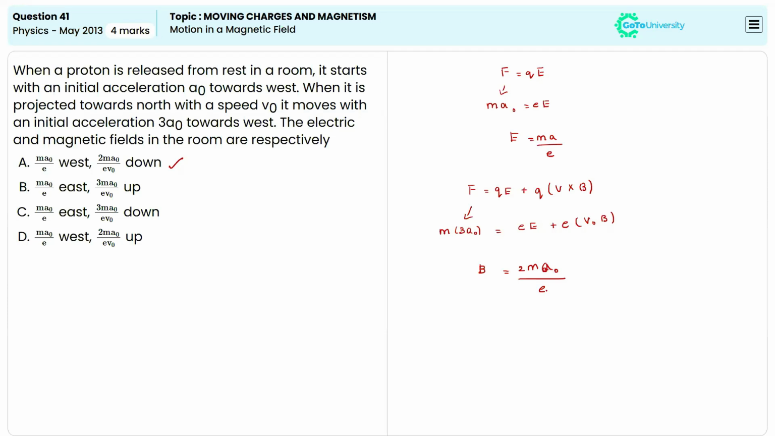divided by eV naught. The magnetic field here will be perpendicular to both V naught and the acceleration, right? So using the right hand rule, we can say it will be downwards. So we calculated the value of the electric and magnetic fields and the direction. The correct answer here is option A. Very good, and moving on to the next question.